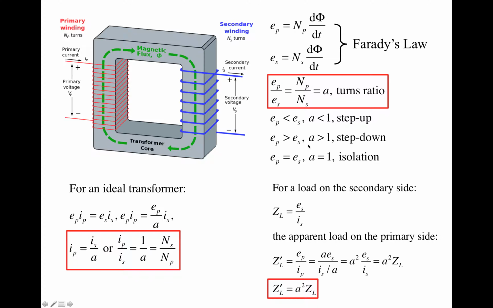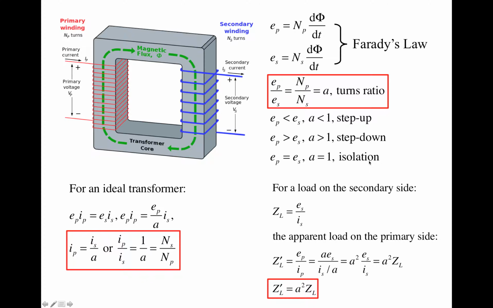If a is larger than unity, then the primary side voltage is larger than the secondary side voltage, and the transformer is called a step-down transformer. And when a is exactly equal to 1, then the voltages on both sides are equal, and the transformer is called an isolation transformer.